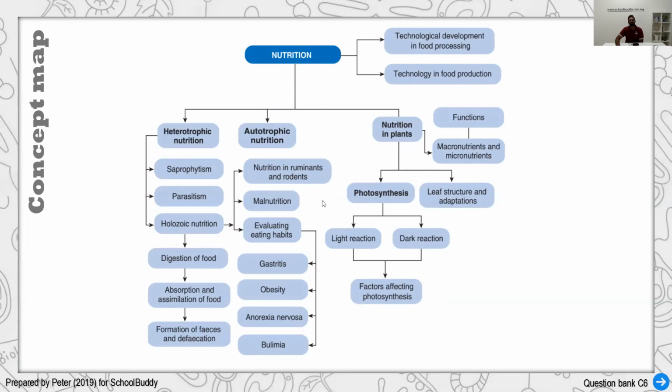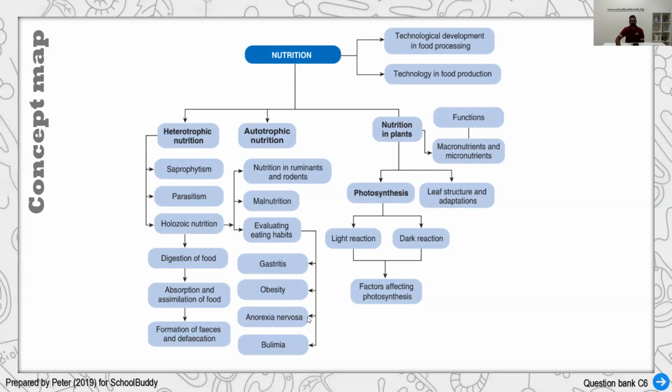In the case of malnutrition, if you're not taking certain food in the correct amount, we will have malnutrition. For example, protein malnutrition and carbohydrate malnutrition. It's important to have a good eating habit. If you're not eating properly, you may get gastritis, which is the inflammation of the stomach. And if too much food that is not required by the body is taken in, it will be converted into fat, and this will result in obesity.